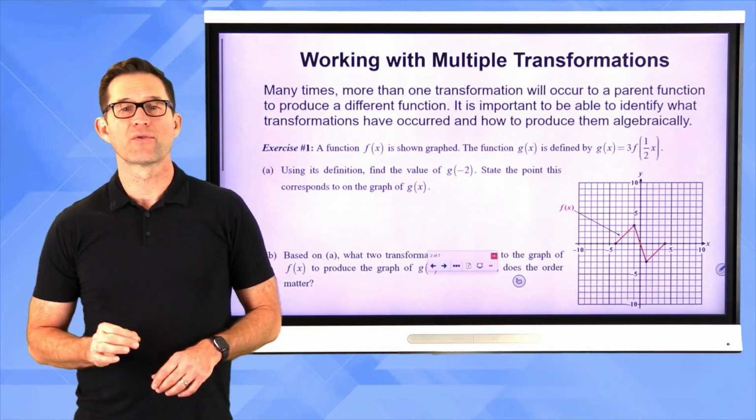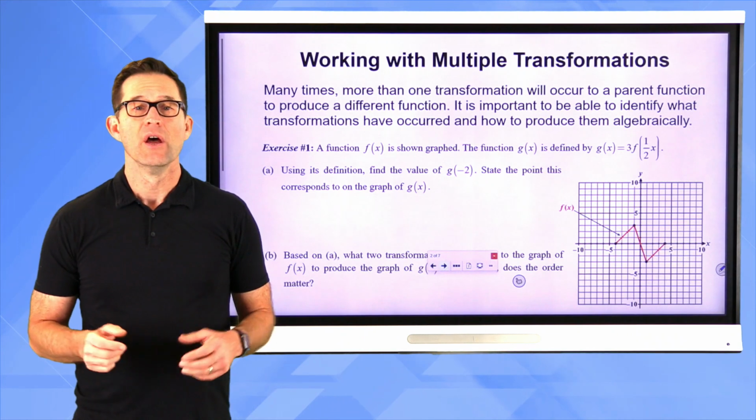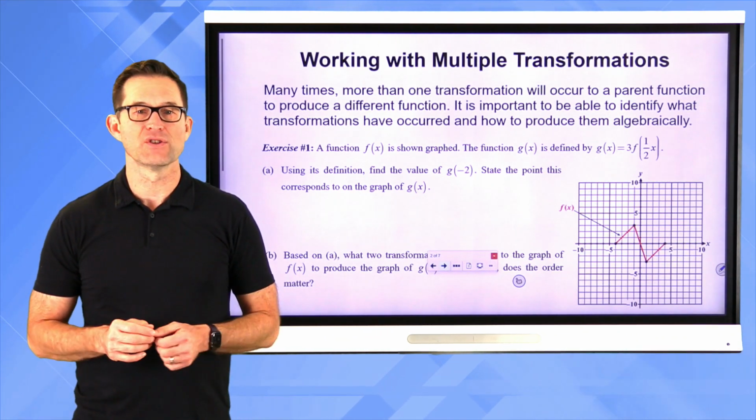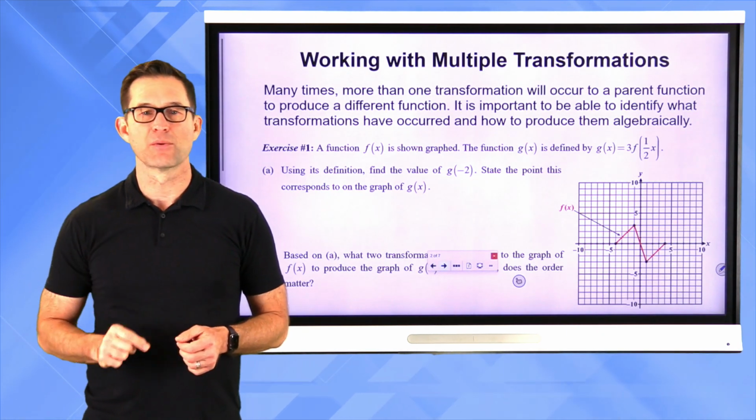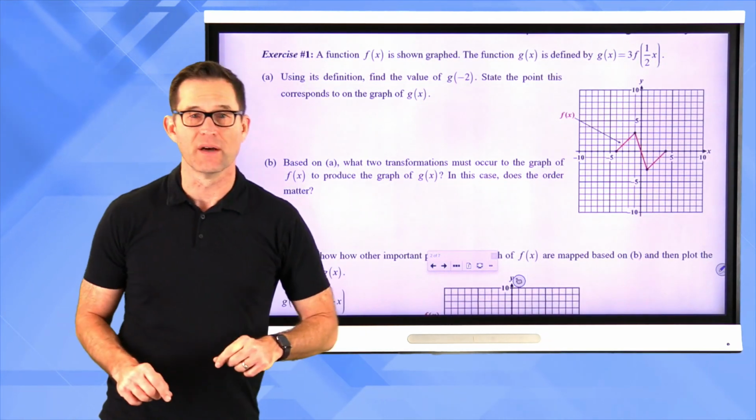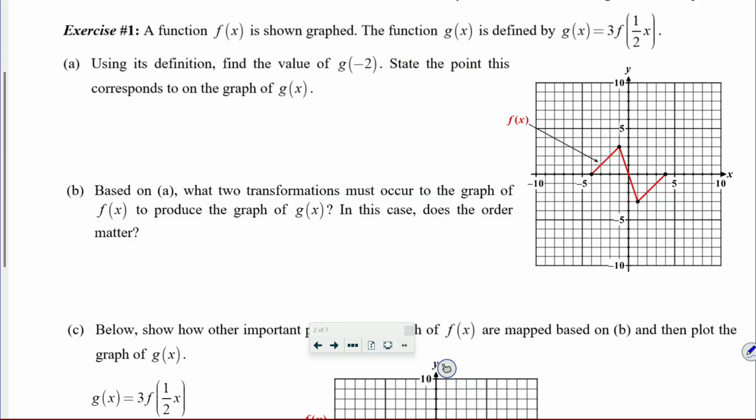Many times more than one transformation will occur to a parent function to produce a different function. It's important to be able to identify what transformations have occurred and how to produce them algebraically. So let's take a look in exercise 1 at how this is done. A function f of x is shown graphed. The function g of x is defined by g of x equals 3 times f of 1/2 x. Letter A. Using its definition, find the value of g of -2. State the point this corresponds to on the graph of g of x.